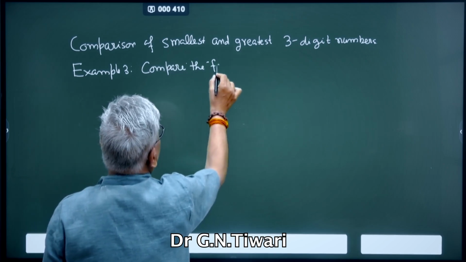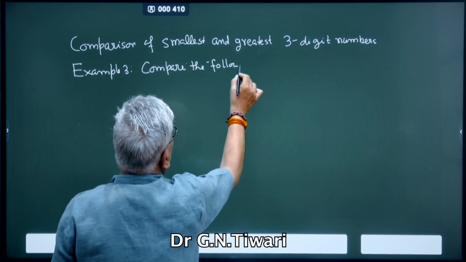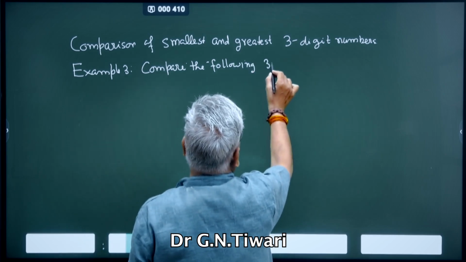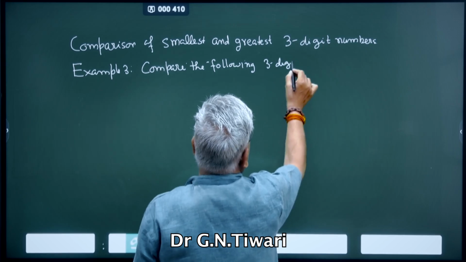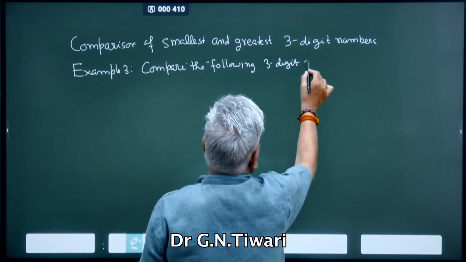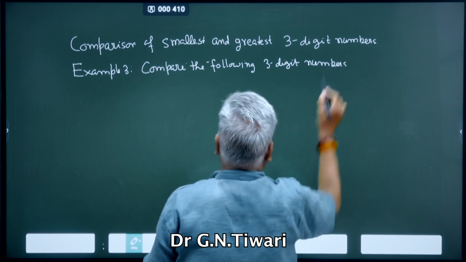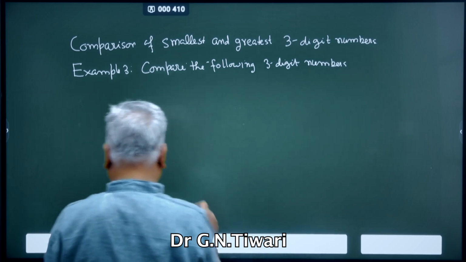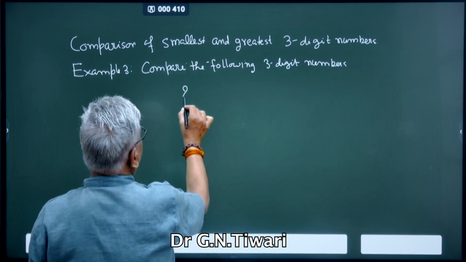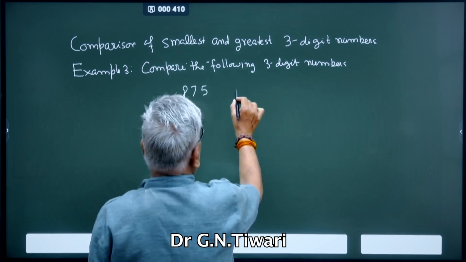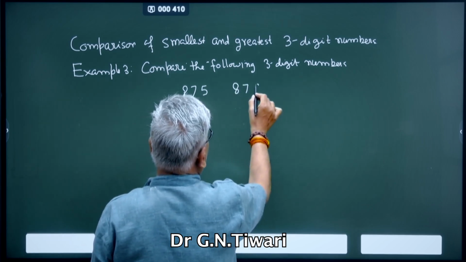The following 3-digit numbers. अब यहाँ पर ध्यान रखिए. 875, then 879.